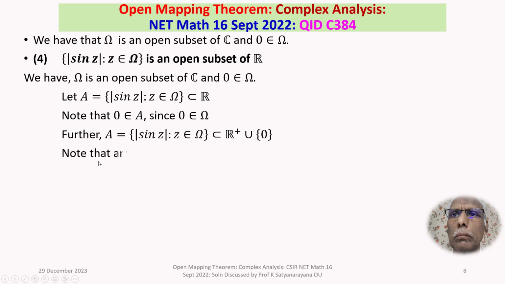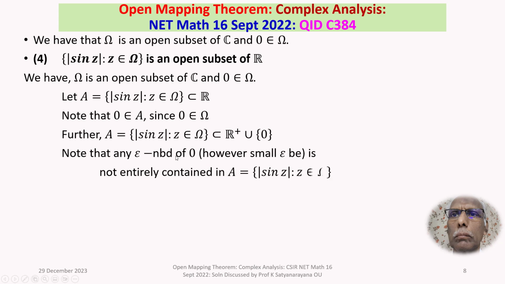Note that any epsilon neighborhood of 0, however small epsilon may be, is the open interval from 0 minus epsilon to 0 plus epsilon. And that is not entirely contained in A.